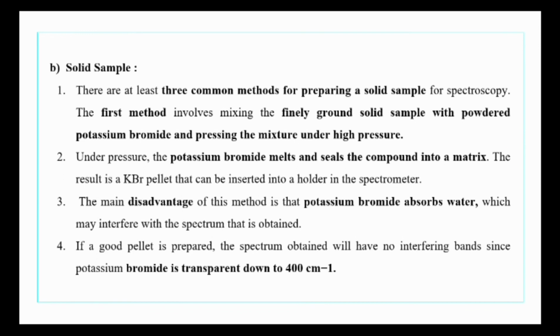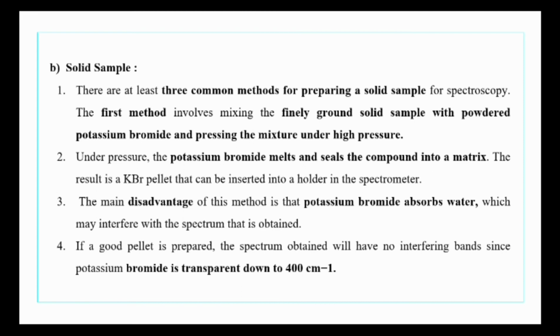Next is solid sample. What if we have a solid sample to be analyzed on the IR? There are a total of 3 methods for preparing a solid sample for IR spectroscopy. The first method is finely grinding the solid sample with powdered potassium bromide and pressing the mixture under high pressure. Because of the pressure, potassium bromide melts and seals the compound into the matrix. This results in a KBr pellet that can be inserted into a holder in a spectrometer.